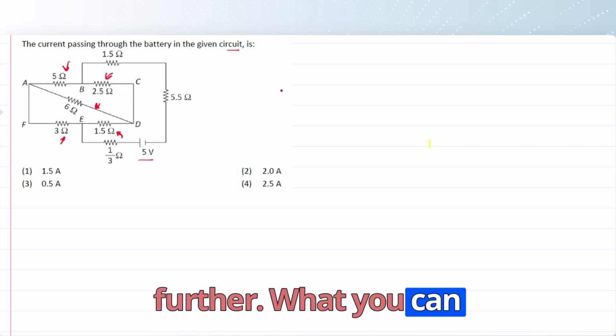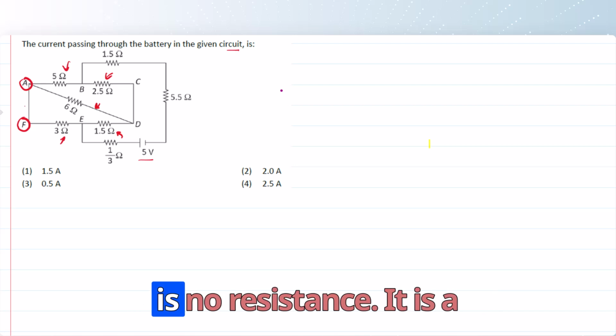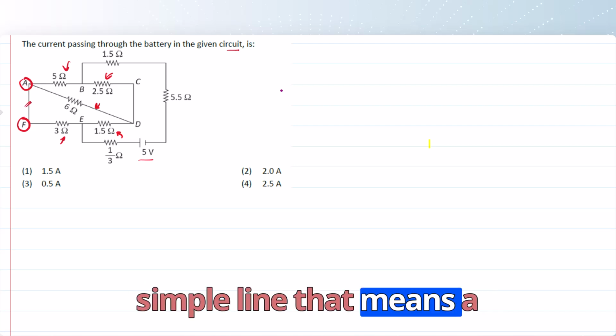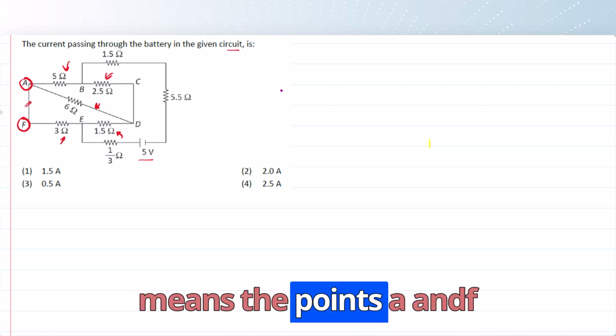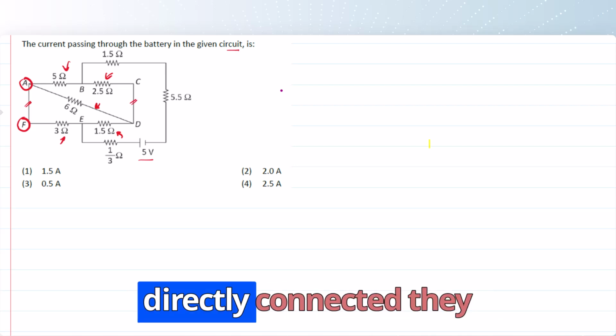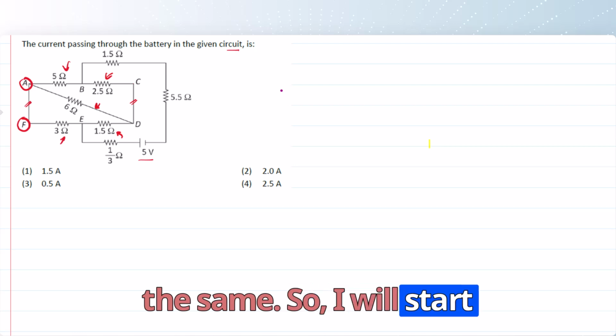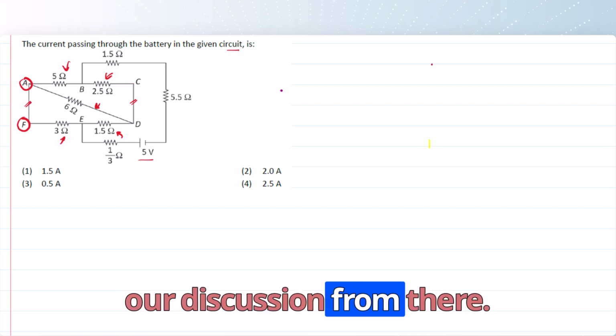What you can notice a little closely is A and F. Between them, there is no resistance. It is a simple line. That means zero resistance. That means the points A and F are not different. Similarly, the points C and D are also directly connected. They are not different. They are the same. So I will start our discussion from there.